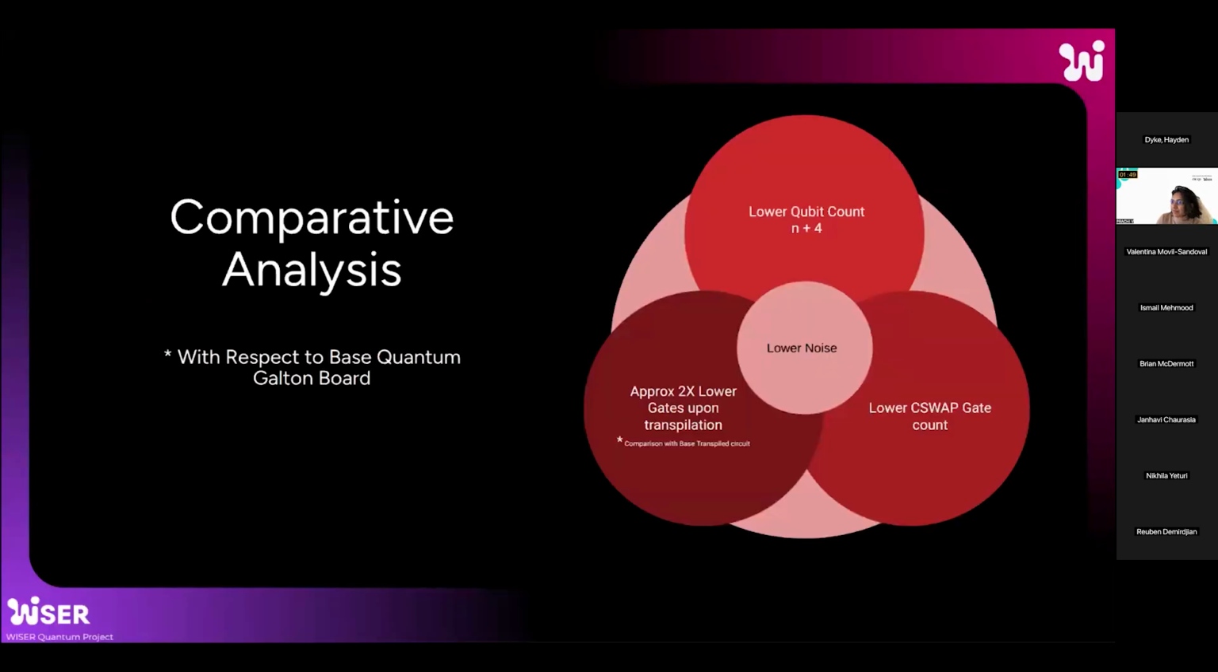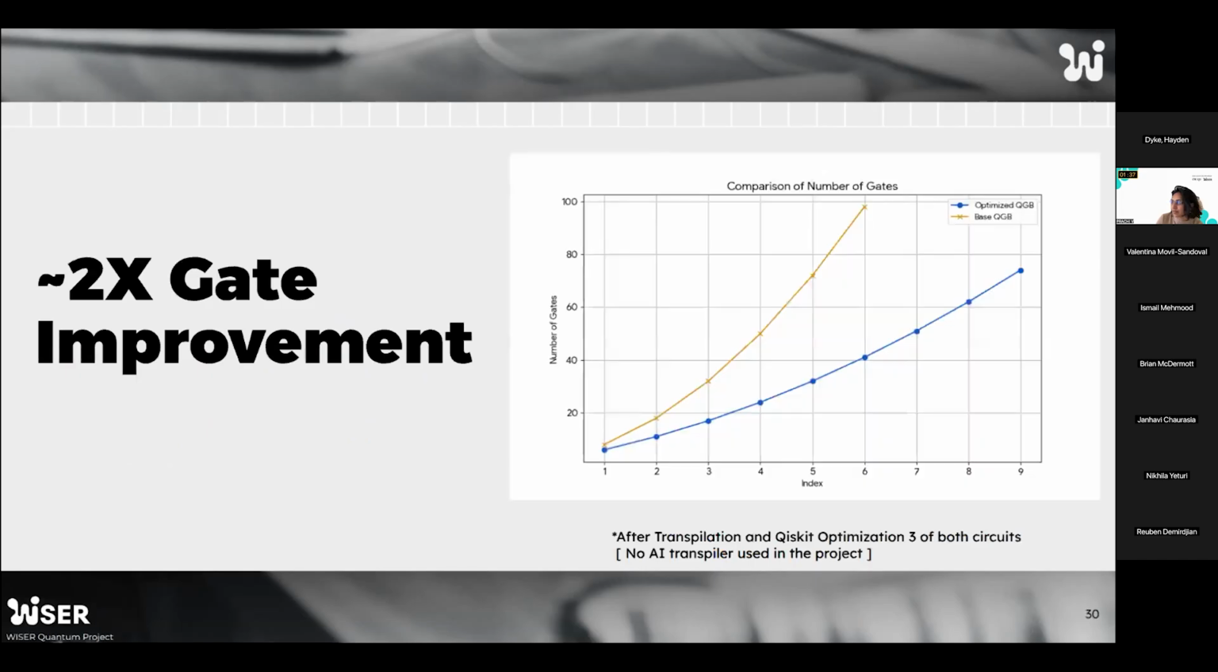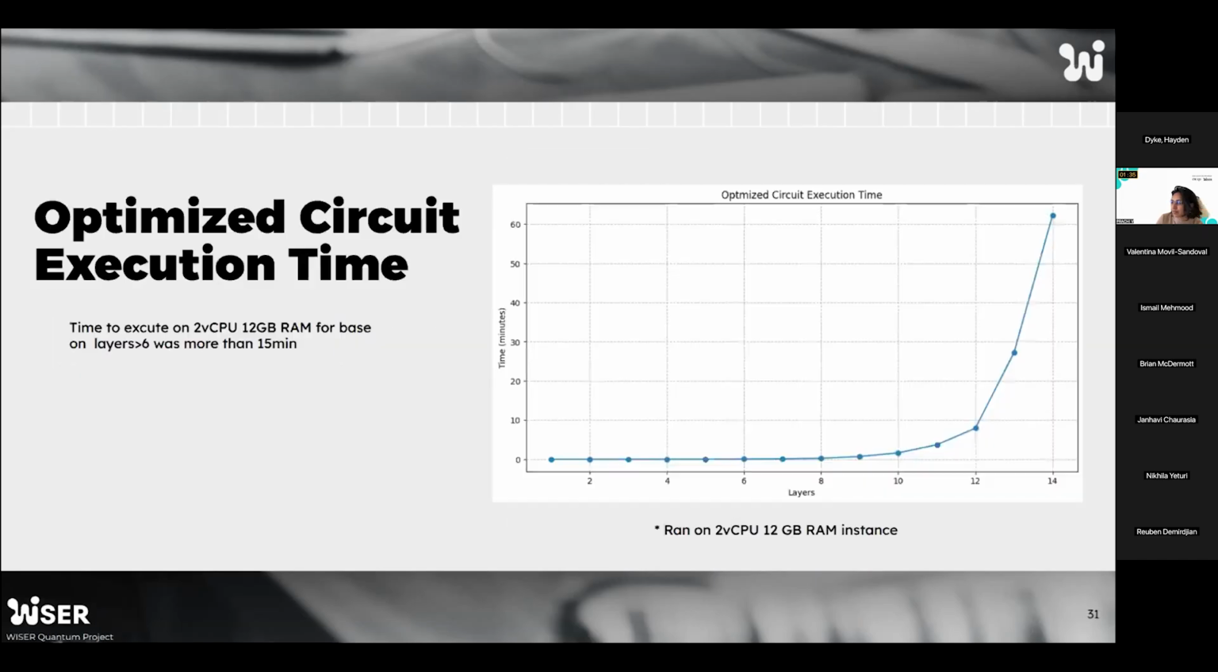So we did a comparative analysis with the optimized one, and we saw that we got a qubit improvement: we were using 2 times lower qubits, and 2 times lesser amount of gates. Also, the execution time improved with our optimized circuit. For n equal to 12, it took less than 10 minutes to execute on a 2 vCPU, while for the base, it was taking more than 10 minutes for layer 6.